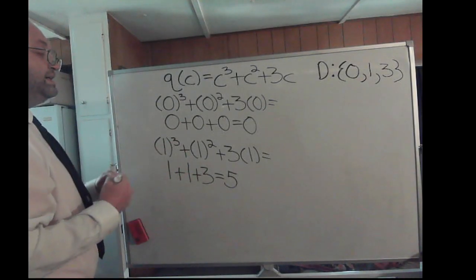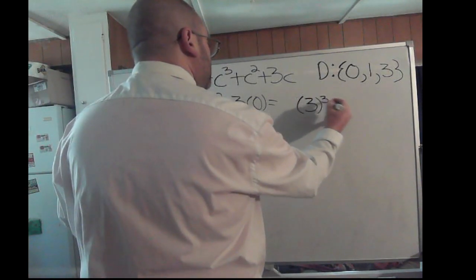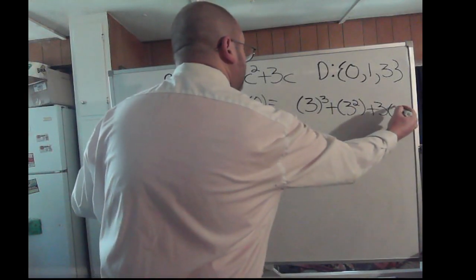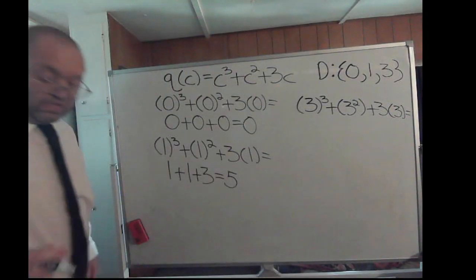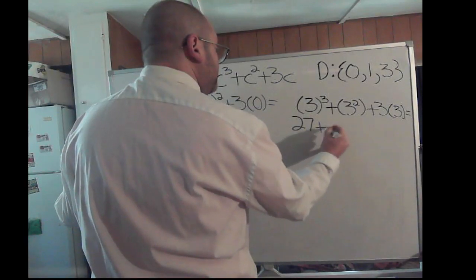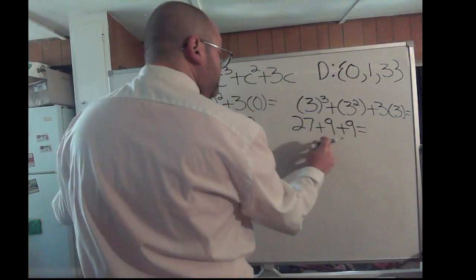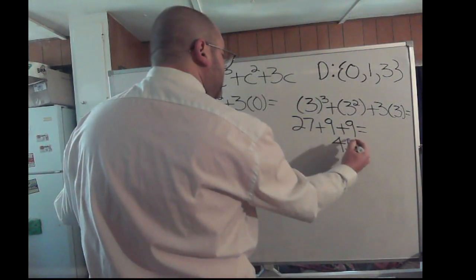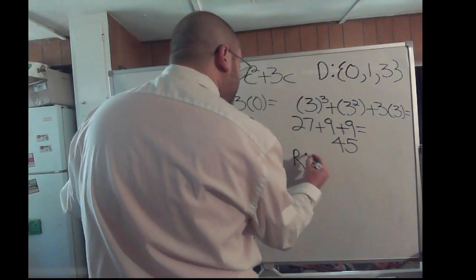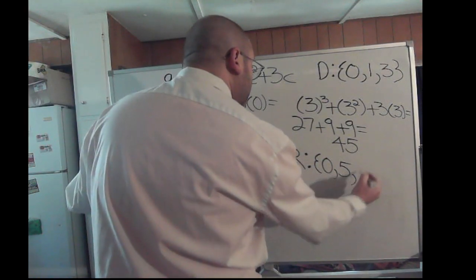And then last but not least, let's put in 3. So you'll do 3 to the third plus 3 to the second plus 3 times 3. Well, 3 to the third, that's 27, plus 3 to the second, that's 9, plus 3 times 3 is 9, which would give you 45. So your range values are 0, 5, and 45.